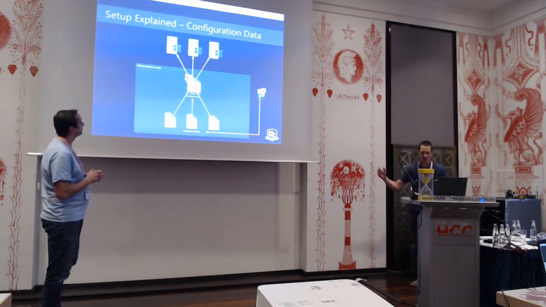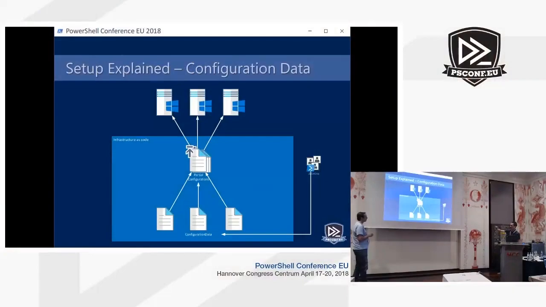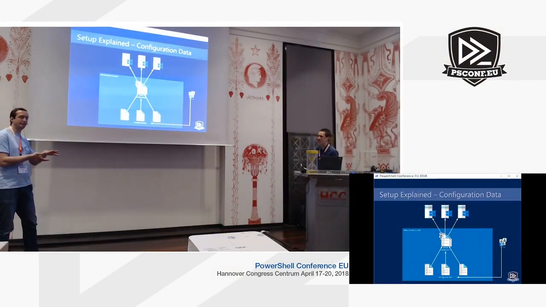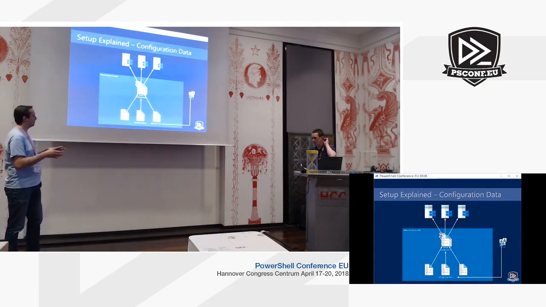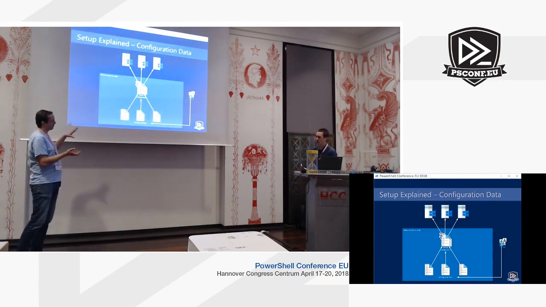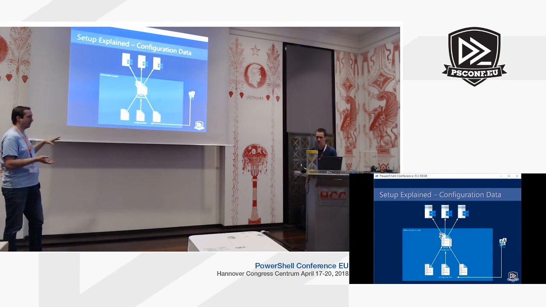So what do we see here? Well, I see we added a piece of configuration data. Yes. What is that configuration data? Configuration data is something that we already use to define how the LCM should behave. So we tell individual nodes, okay, you should have those roles, you should use this pull server. So anything that goes to the LCM. That's where the configuration data is being used at the moment.